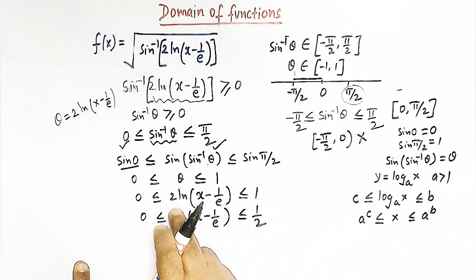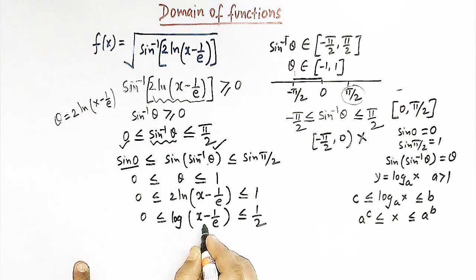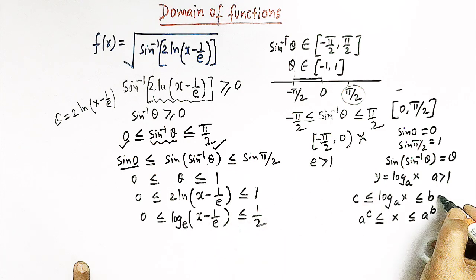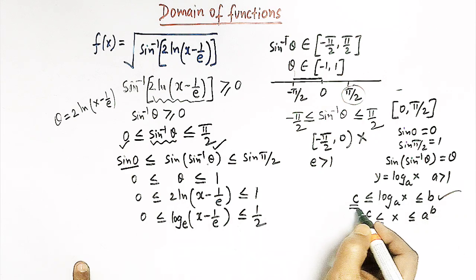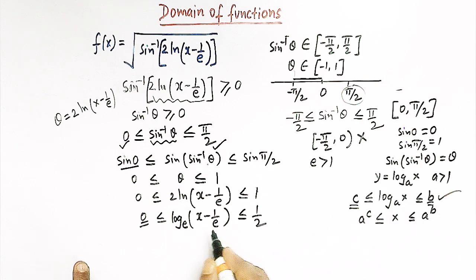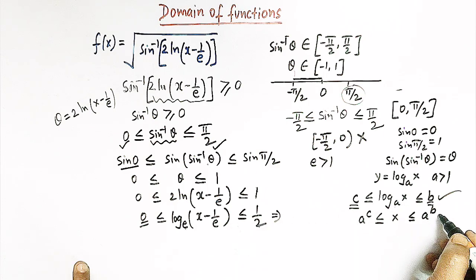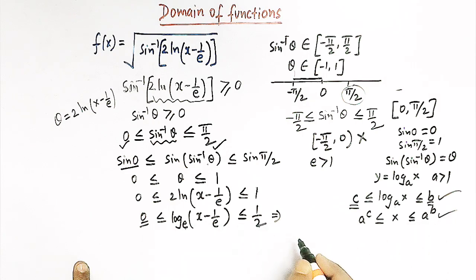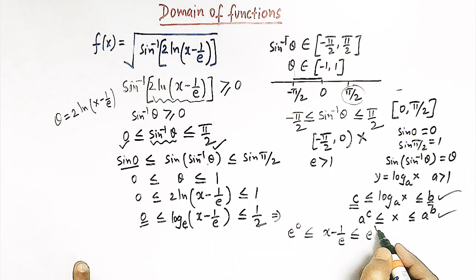So here, natural log of x minus 1 over e can also be written as log of x minus 1 over e to the base e, and obviously e is greater than 1. If we compare this inequality with this one, then the value of c is 0, the value of b is half, for a we have e, and for x we have x minus 1 over e. So using this inequality, the solution can be written as a raised to c, so we have e raised to 0, then simply x minus 1 over e, and here we have e raised to half.